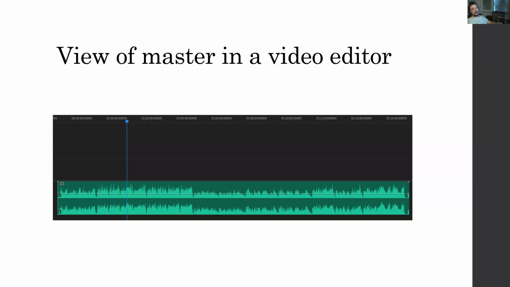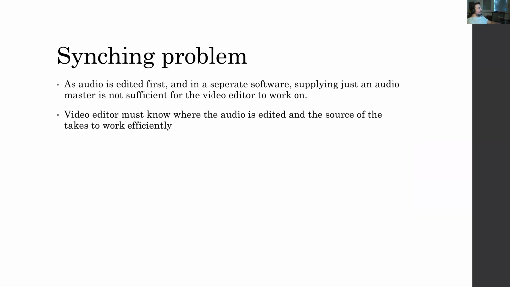So this poses a problem for the video editor. The video editor has to know which take is where, and which part is taken from which take. As audio is edited first and in separate software, supplying just an audio master is not sufficient for the video editor to work on, and the video editor must know where the audio is edited and the source of the takes to work efficiently.